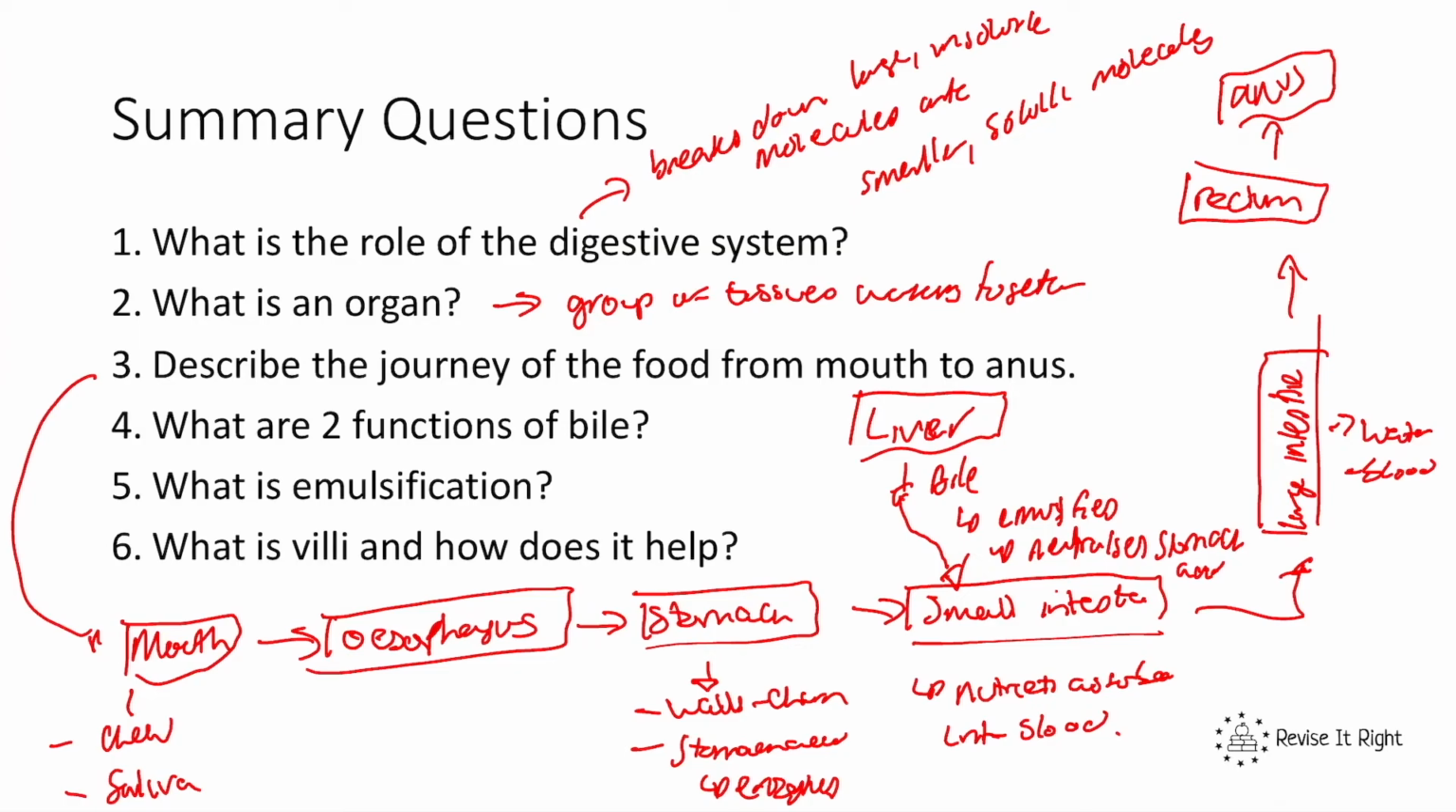What are the two functions of bile? Well, emulsification, so it breaks down fats, and also neutralizes stomach acid, as we talked about here. And what is emulsification? It's the breaking down of fats. And what are villi and how do they help? Well, they increase the surface area, which of course will increase the rate of diffusion.